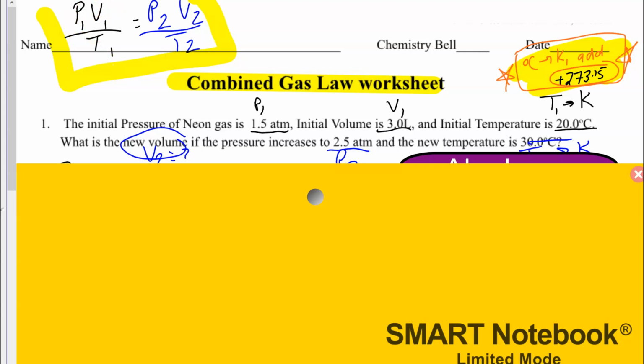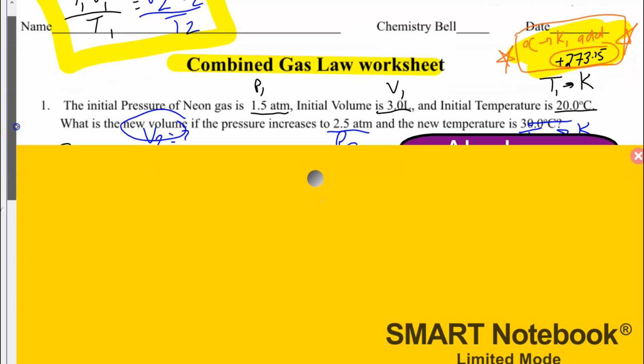So here's your combined gas law equation. Remember, every time we start with that equation. And we also can never use Celsius or Fahrenheit. It has to be Kelvin because we don't want to have 0 degrees or negative degrees. So we're always going to add that 273.15 Kelvin.